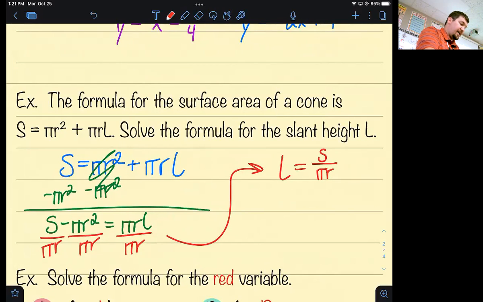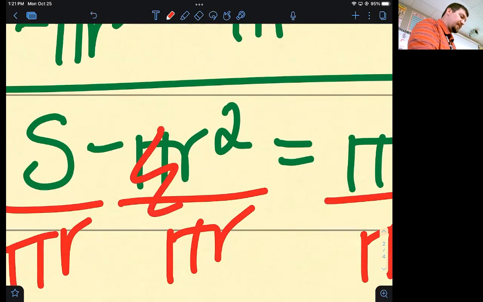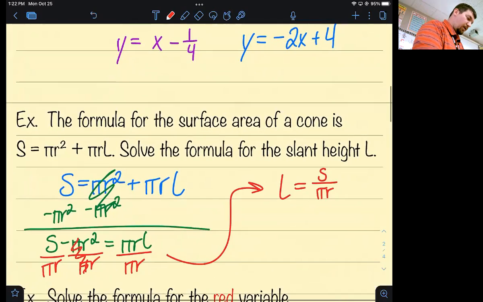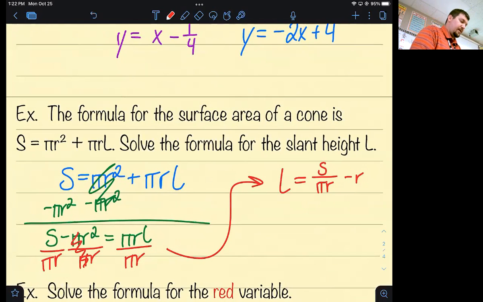And then I'm going to divide pi r squared by pi r. Now, when you divide those, the pi's are going to simplify out or cancel out. What's r squared divided by r? Just r. Yeah, because r squared is r times r, and we're taking one of those r's away because we're dividing it. So it's just going to be r left. So L, that was minus r, wasn't it? Is now going to be equal to S divided by pi r minus r.